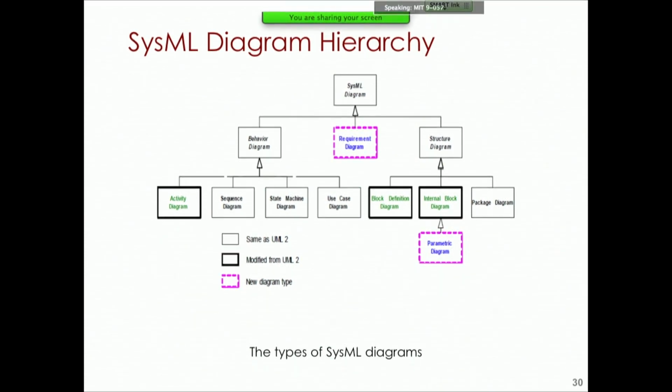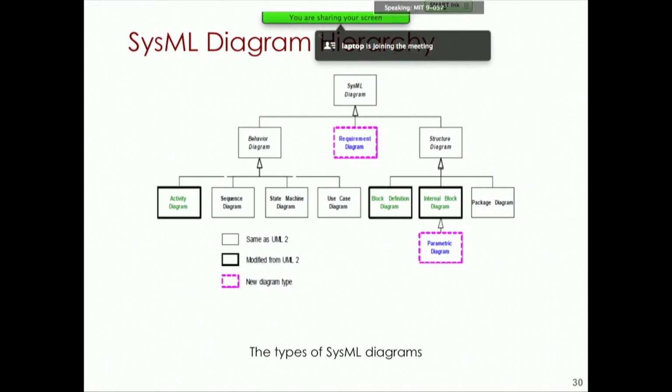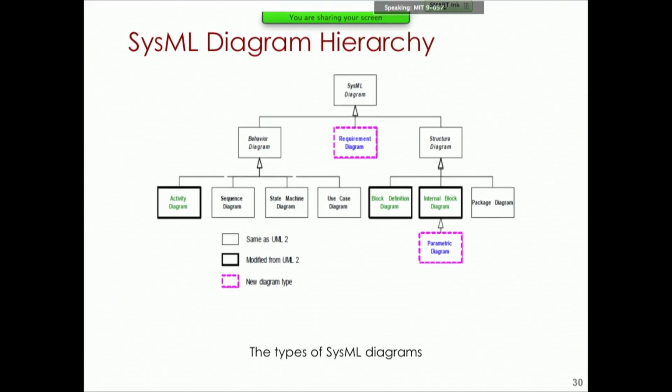In the behavior diagram category, you have activity diagrams, which basically represent flows of activities. So you do this, then you do this, then you do this. Those can be tied to system elements. If this system element has this sort of function or property or performs this operation on another part of the system, you can represent that link as well.